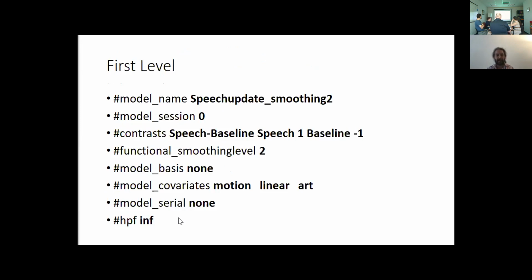Yeah, that's perfect. And then the covariates here, I'm doing motion, linear, and ART. And this is a sparse design, so I'm not having any high-pass filtering, not worrying about the model basis or model serial. So this is my first level for both pipelines. Good? Looks perfect. Great.